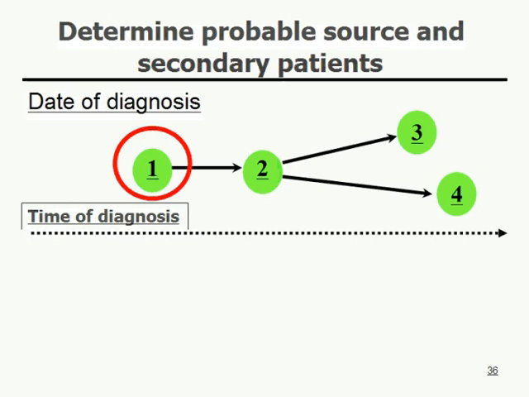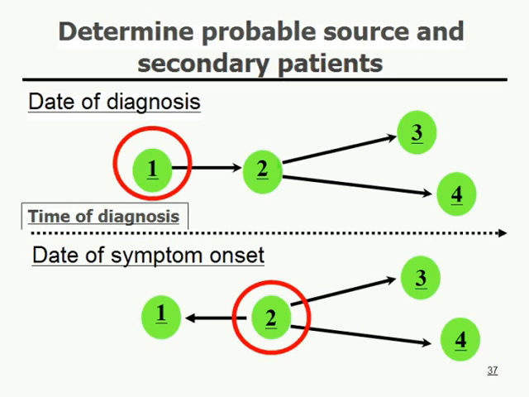But if we work from the time of symptom onset, which is not something that we collect nationally, for good reason, it's not a very reliable date. But if we find out and talk to a patient about when they actually started coughing or when they showed symptoms, we may get another picture. And in this case, it turned out that patient number two was the source for patients one, three, and four. And in our large outbreaks, it usually works out this way.